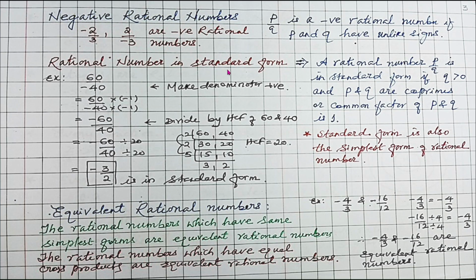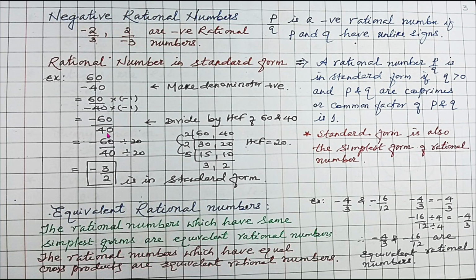Now, writing a rational number in standard form. If you are given a rational number 60 by minus 40, the first thing is, you see there is a negative sign in the denominator, which has to be removed. Rather, the denominator has to be made positive, and that can be done by multiplying by minus 1 in both the numerator and the denominator, so that the numerator becomes minus 60, and the denominator, minus into minus, becomes plus, so the denominator has been converted to a positive sign.